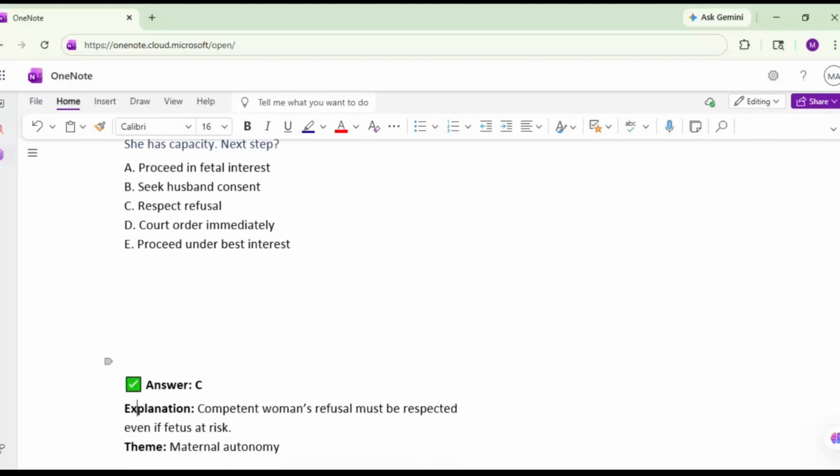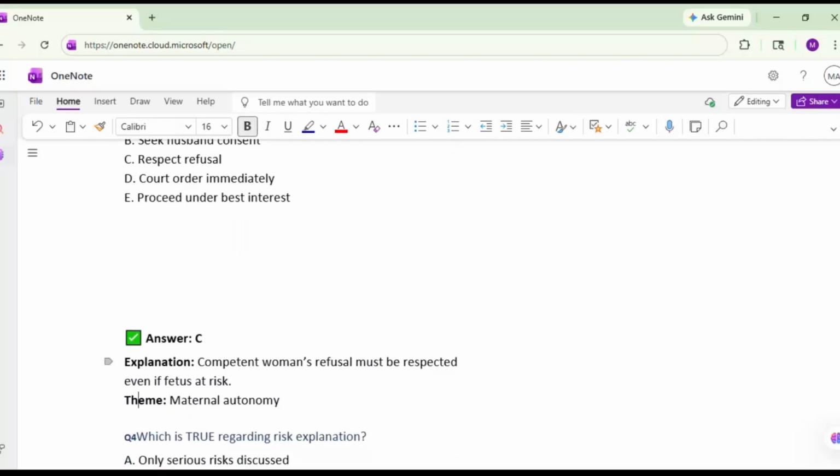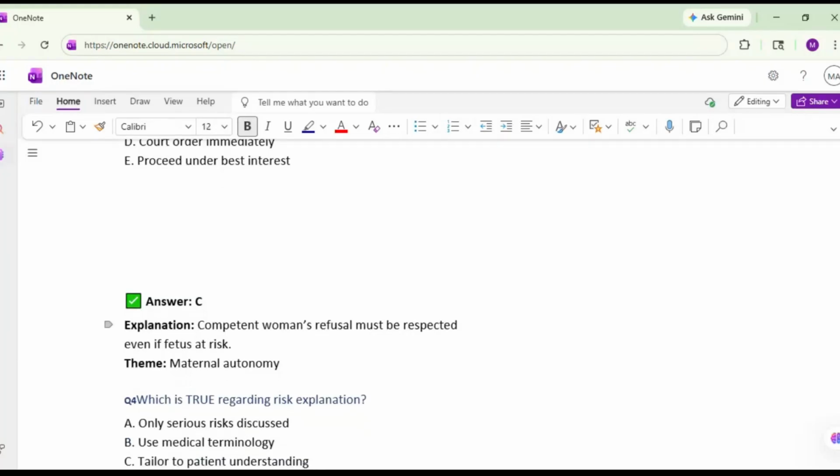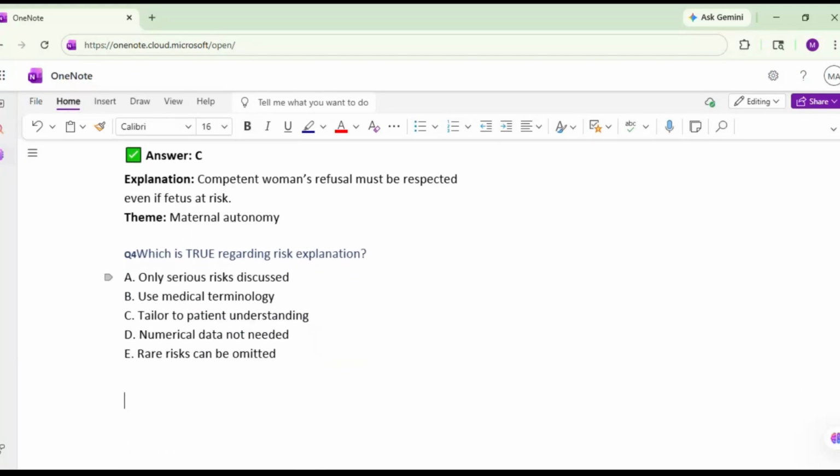The child, once it is born, then the rights will come. Before the birth, the child has no right. So a competent woman's refusal must be respected even if the fetus is at risk. So, maternal autonomy. Next.